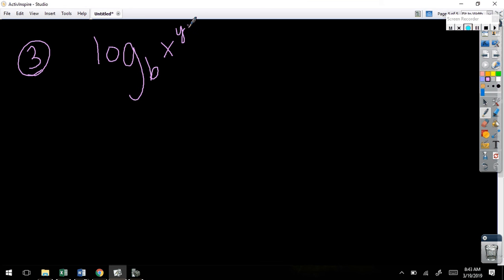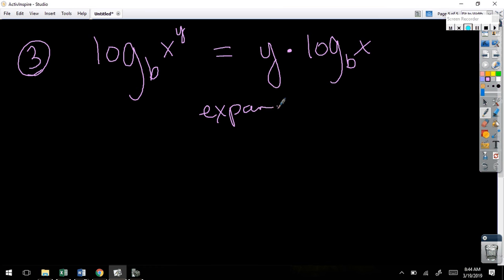That is an x raised to a y. When you take an exponent and you raise it to another exponent, what do you do? You multiply. So what happens here is the y comes around front and multiplies the log base b of x. You would do the log and then multiply it by what's in front. Expand, condense.